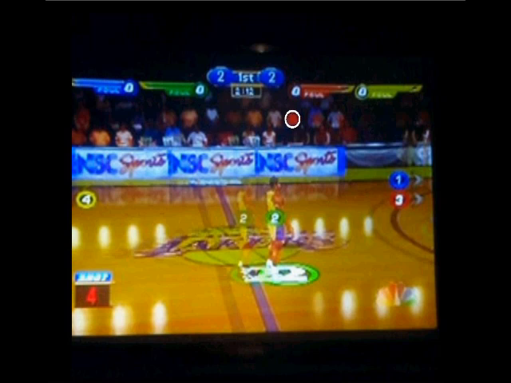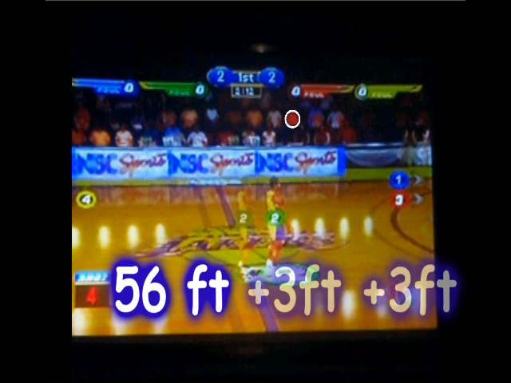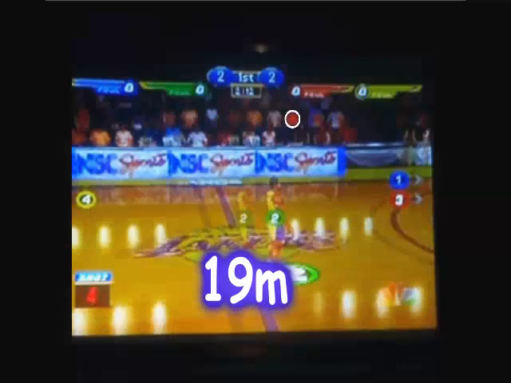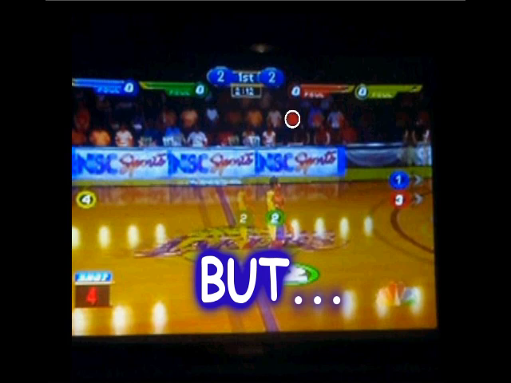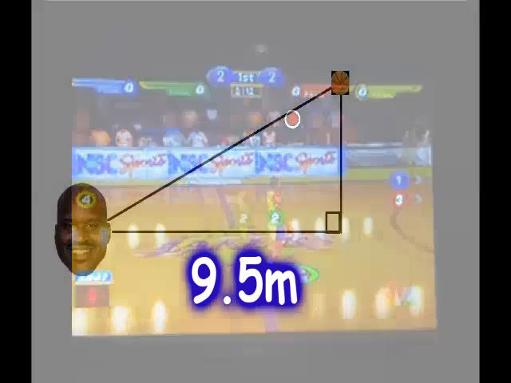Alright, so to find the horizontal distance the ball traveled, we took the length of a regulation NBA court from foul line to foul line, which is 56 feet. And we saw that they threw and received the pass about 3 feet into the paint, so we added 6 to get 62 feet as how far it traveled. Converted to meters, it was about 19 meters. So that would be the horizontal distance. But since we're only working from halfway, as we did before, we're going to chop that in half. 9.5 meters is the half horizontal distance.